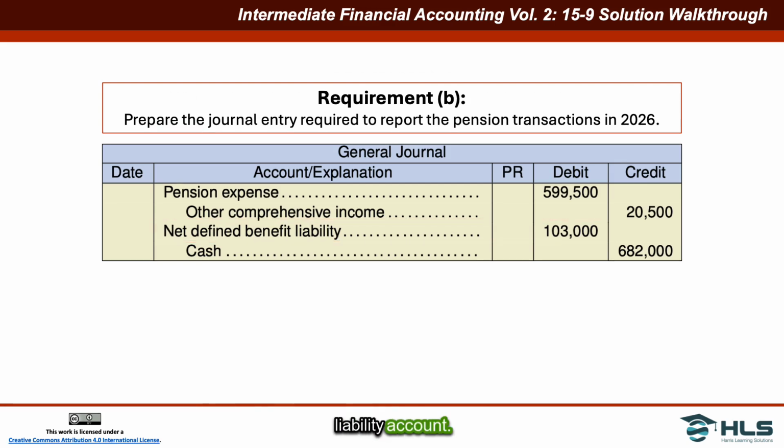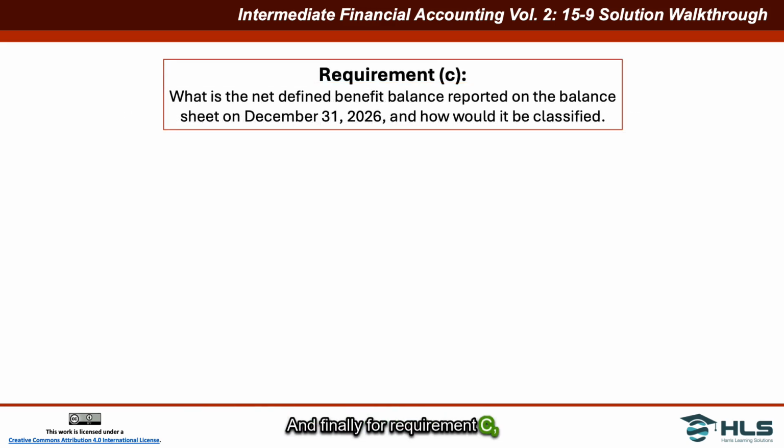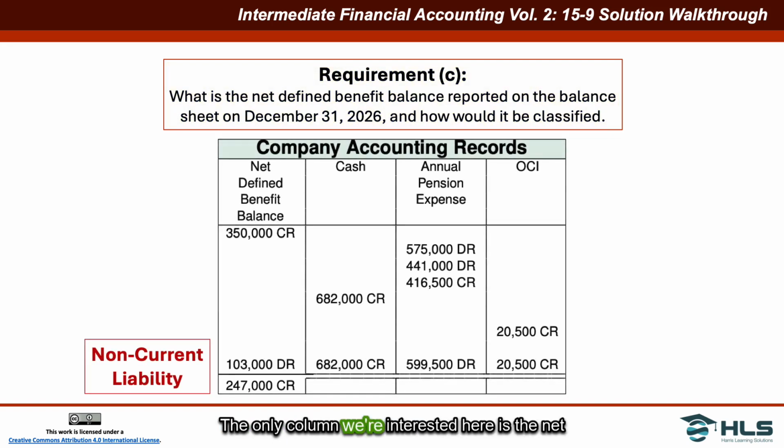And finally, for requirement C, we're asked to determine the net defined benefit balance reported on the balance sheet on December 31st, 2026, and how it would be classified. This one's easy. The only column we're interested in here is the net defined benefit balance from the company's accounting records, and the balance at the end is $247,000 credit, so it's a liability, and this would be classified as a non-current liability, simply because the pension plan will be in effect for many years in the future. And that's it. We're done with this problem.